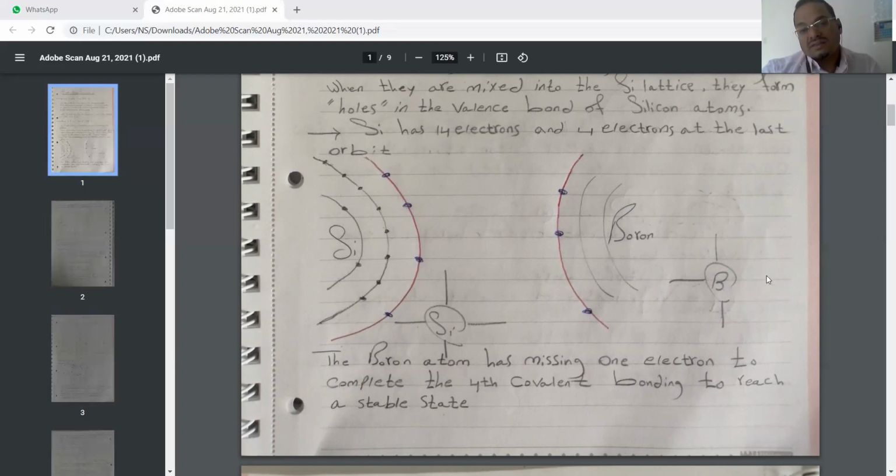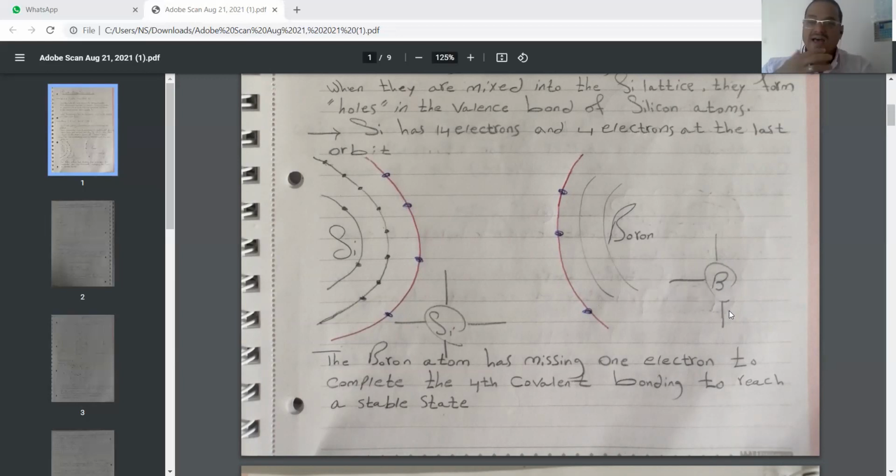And at the same time, boron has just 3 electrons at the last orbit. I used the blue ring to show the electrons at the last orbit. Yes, now let's focus on this spot. Here, boron has just 3 electrons at the last orbit. Like we know, atoms like that need 4 legs.